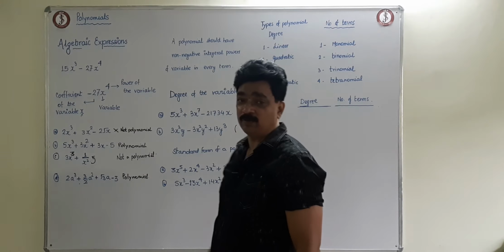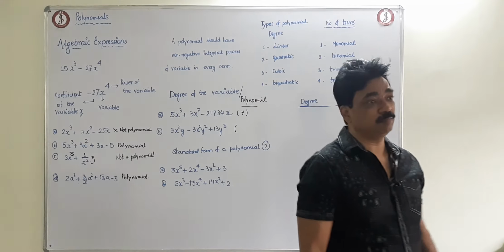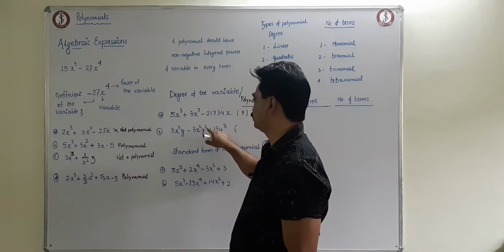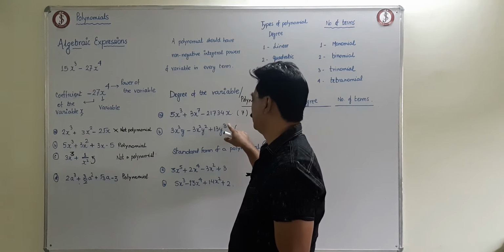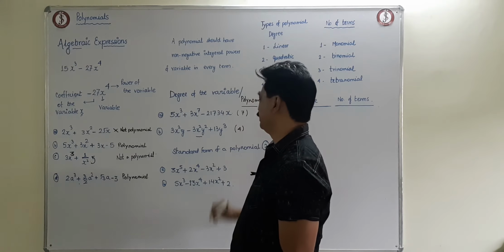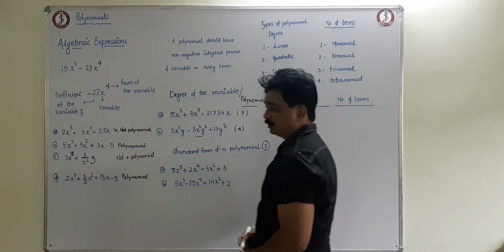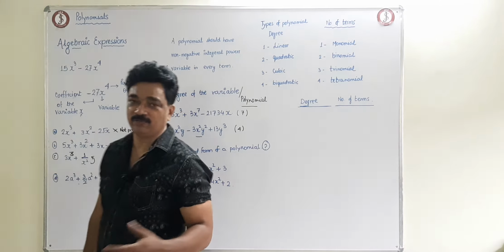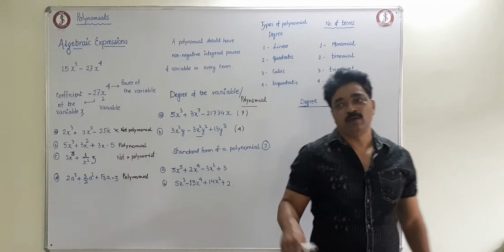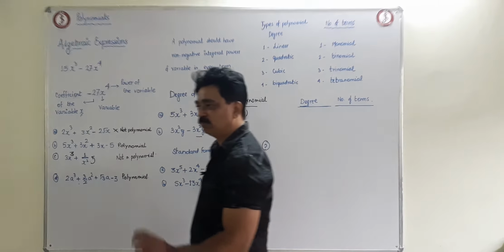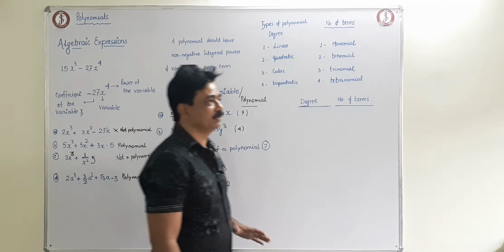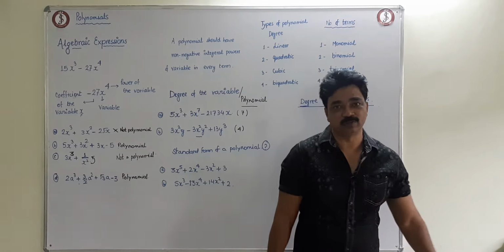Suppose you have 2 or 3 variables, then add the powers and the maximum will be the degree. Now here 2 plus 1 is 3, here 2 plus 2 is 4, and here 3. So 4 is the degree. Also see, discipline is needed everywhere. We have to understand that we cannot write polynomials in a heavy form. And the most important part of any polynomial or algebraic term is the power, not the coefficient.